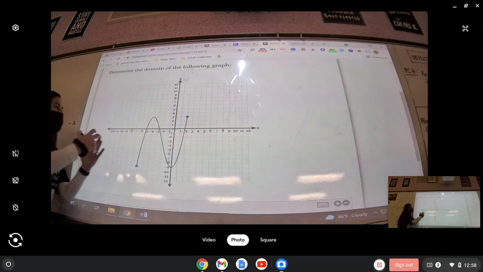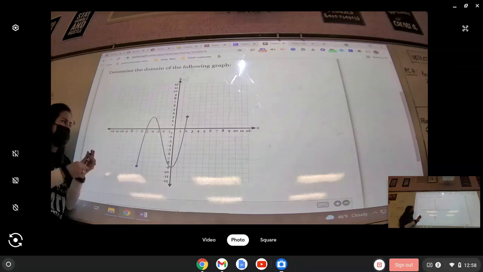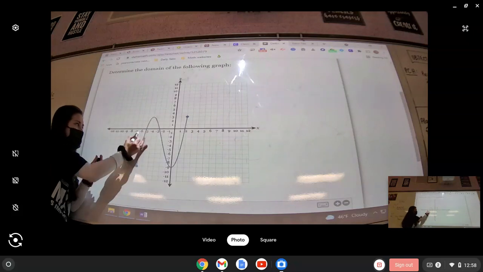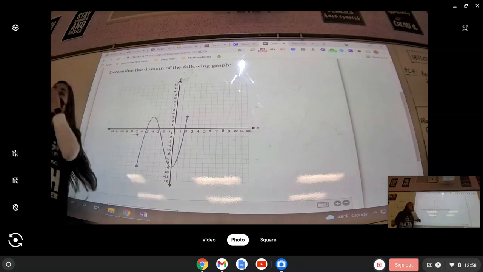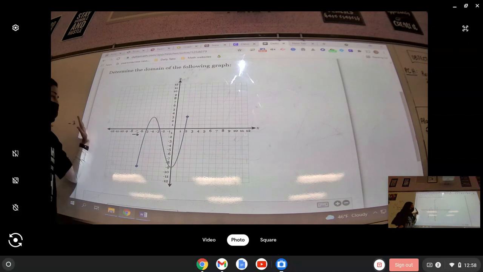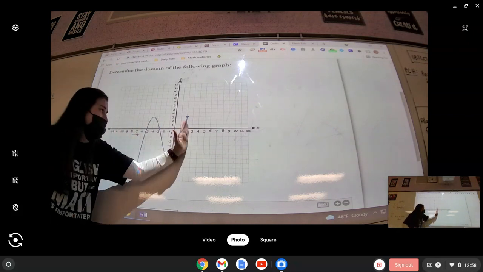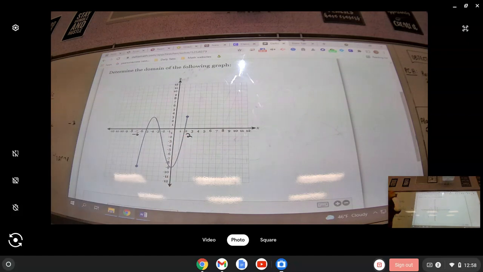So you are looking for the leftmost spot on this graph. What's the farthest left this graph went? What X value? Close, -6. Then you're going all the way to the right. And guys, it's not necessarily dot to dot. It's just wherever the graph touched. What's the farthest right this graph ever went to what X value? 2. So now could you sit here and possibly list all of these X values that live on this line? No. So how do you write this domain? As a?